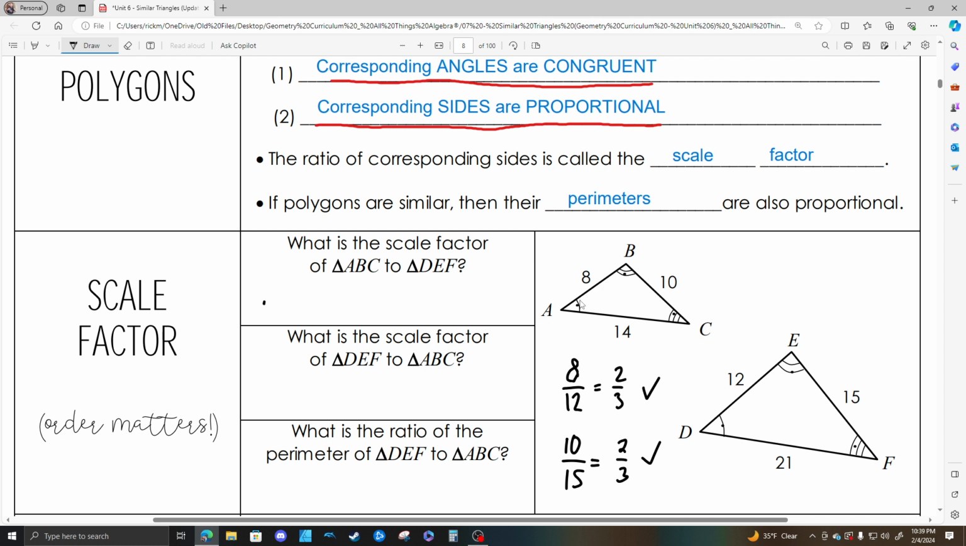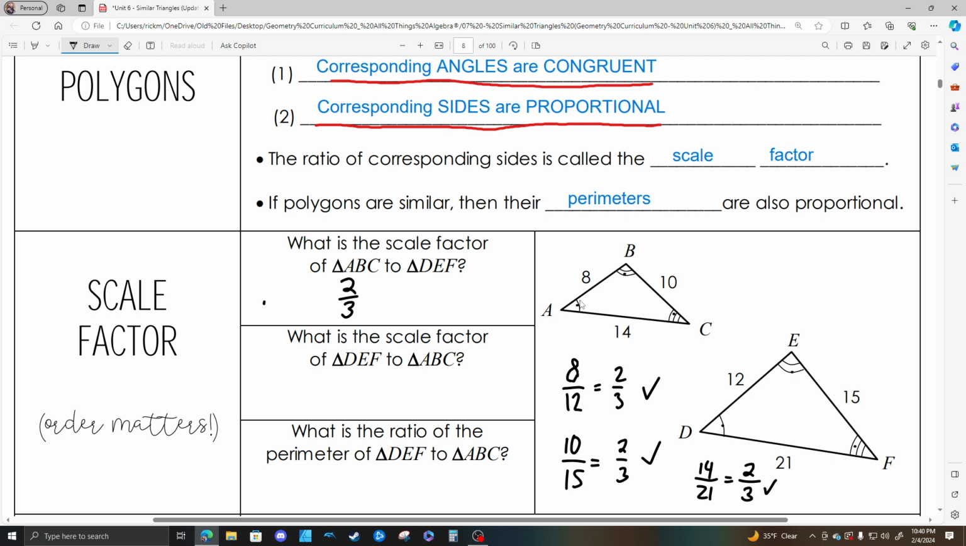So let's go ahead and do the third side. I'm just going to do it down here. We have 14 to 21. And if we divide these both by 7, 14 divided by 7 is 2. 21 divided by 7 is 3. And again, we have 2/3. So these are similar. Okay? And I'll show you how to write that they're similar here in a second. But if this question asks, what is the scale factor of triangle ABC to DEF? Well, we just did it. It's 2/3 for all of them.